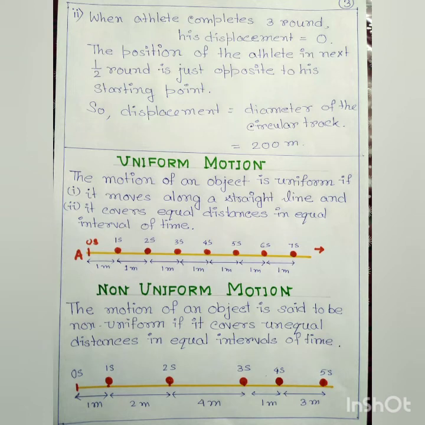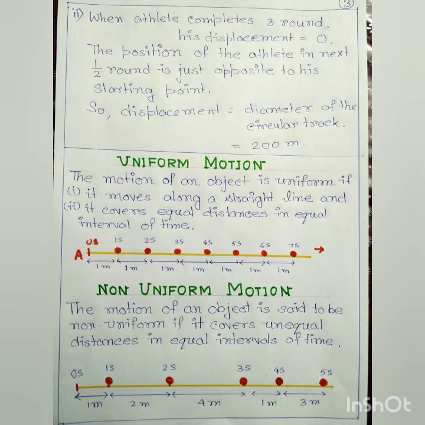Now we will calculate the displacement. When the athlete completes 3 rounds, his displacement will be 0 because he started from A, after one round he will come back to A, after second round again he will come back to A, after third round he will come back to A. Means after third round his initial and final position will be same, so the displacement will be 0.